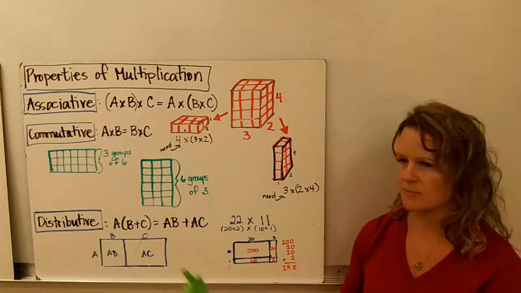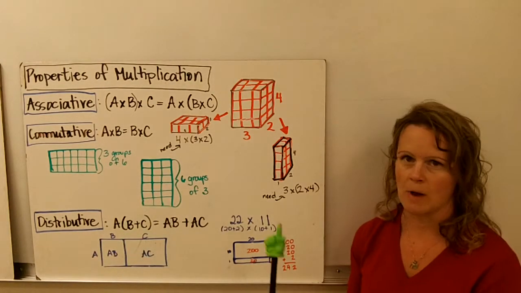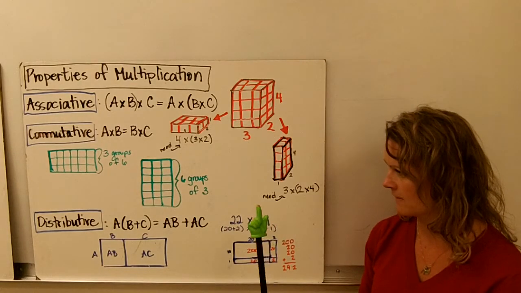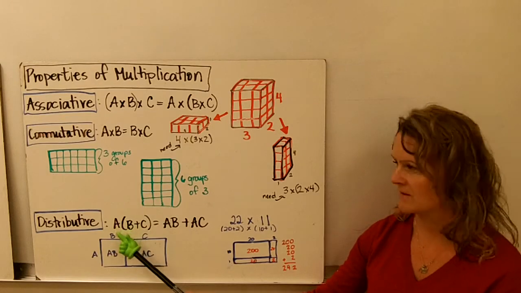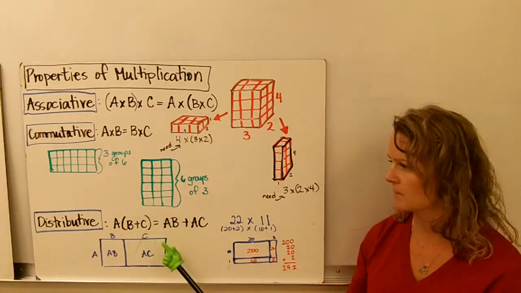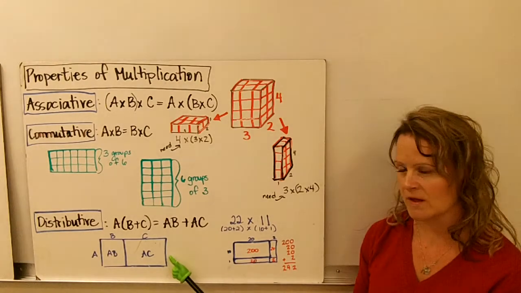And lastly, the distributive property. This was that fun property that will allow us to show basically both forms of writing this equation. We know that the distributive property states that A times the quantity B plus C is equal to AB plus AC. And if we make a rectangular array here, we can show that.